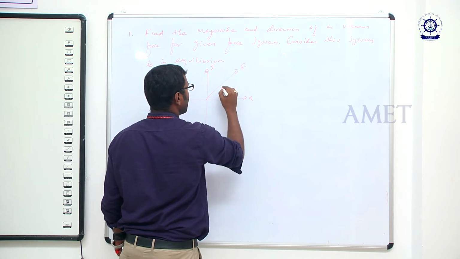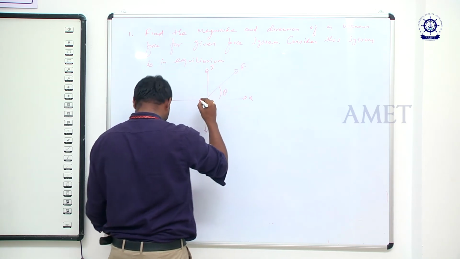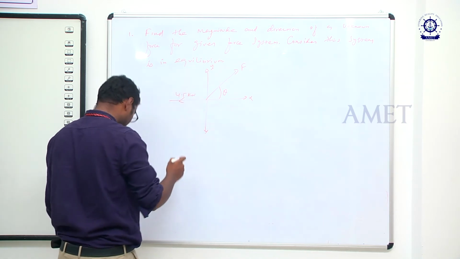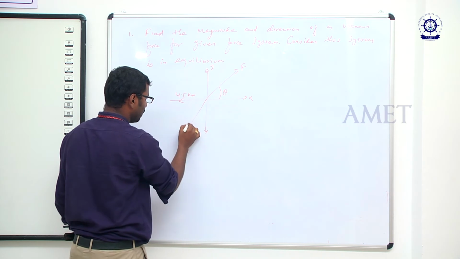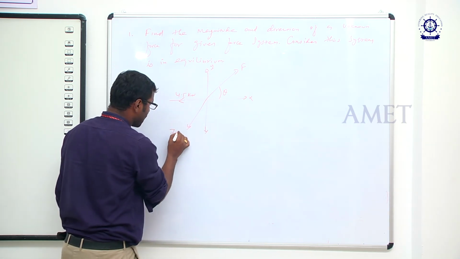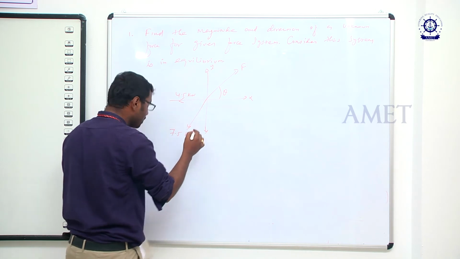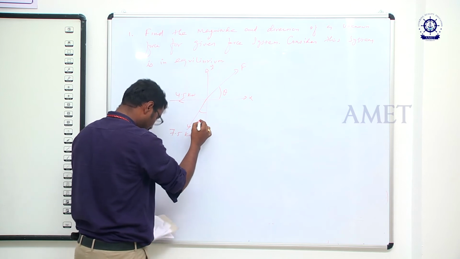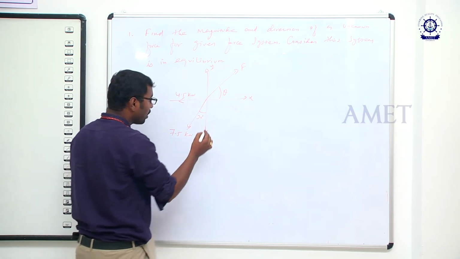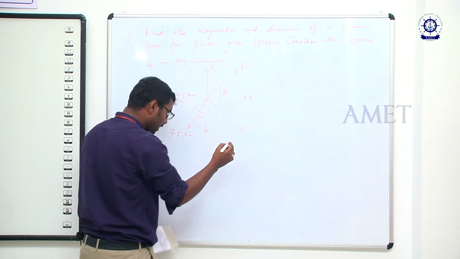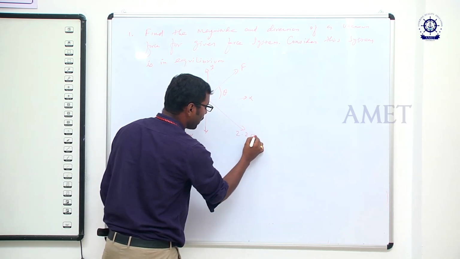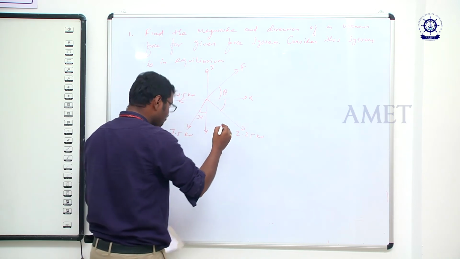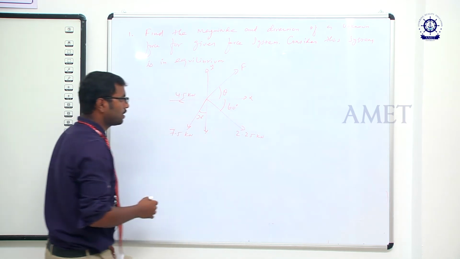This is the unknown force F, the angle is theta, and here 4.5 kilonewton forces are acting, and here a 7.5 kilonewton force is acting. The angle between the force and the y axis is 30 degree. In the fourth quadrant, one force is acting. The magnitude of this force is 2.25 kilonewton. The direction of the force is 6 degree to the x axis.